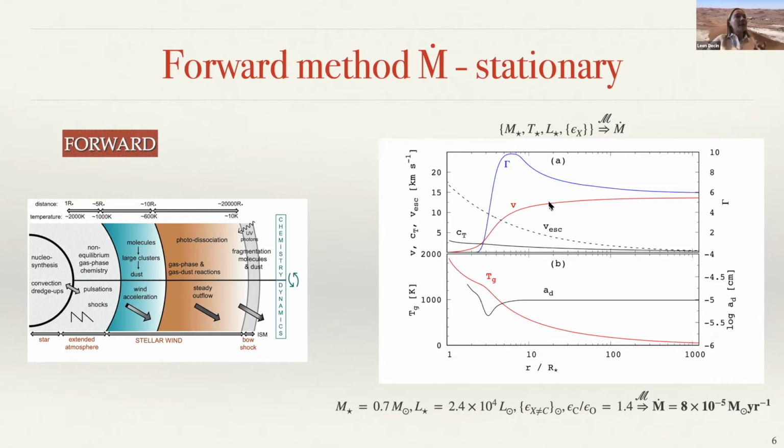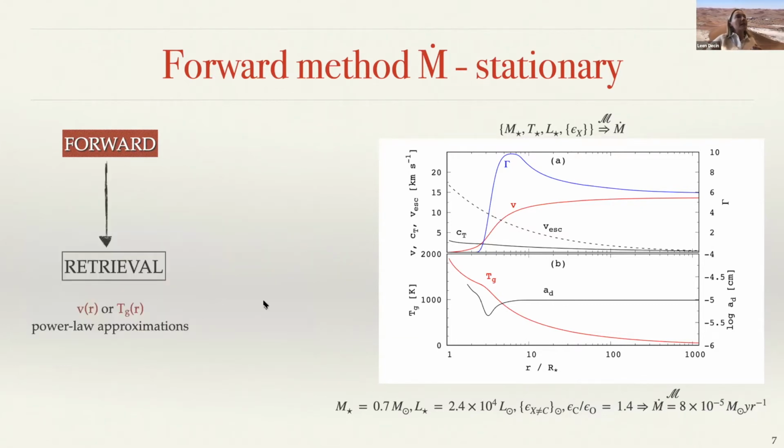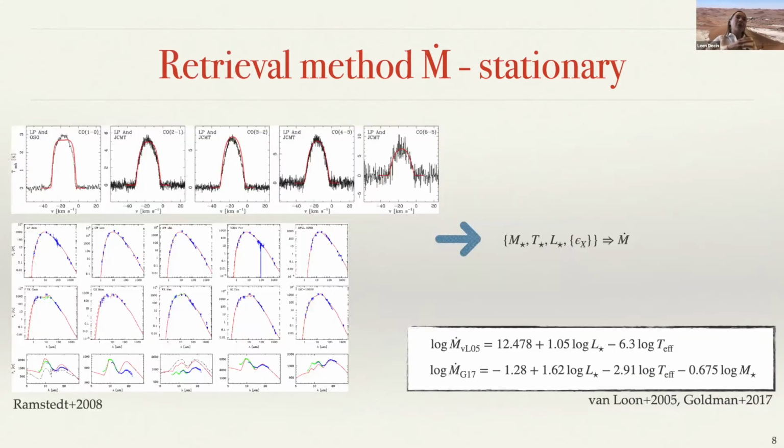This kind of behavior is then used in retrieval approaches. You use this kind of velocity and gas temperature as a function of the radial coordinate as a simplified approximation within your retrieval approach. Then you have your set of observations. You can see, for instance, carbon monoxide observations, and you have your spectral energy distributions. They are used to deduce, for some stars, sometimes for a large sample of stars, your mass loss rate.